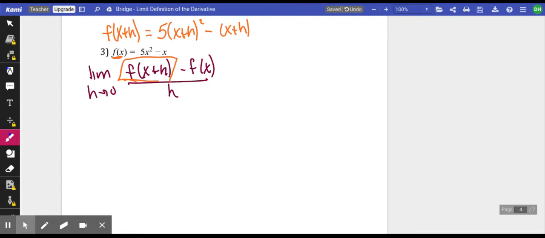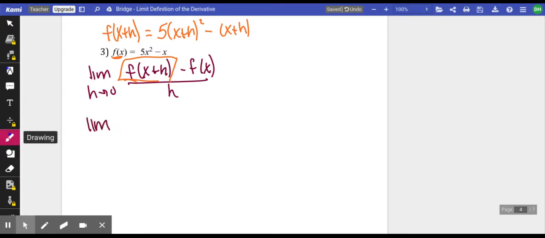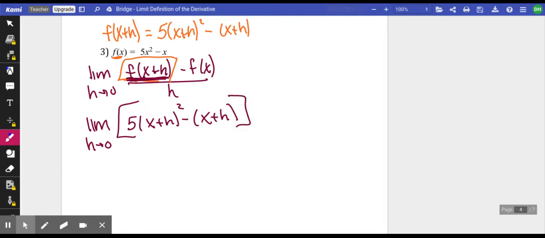All right, now that I know what f of x plus h is, look how simple. We're just going to say it's the limit as h approaches 0. I can replace all of this with what I just found. 5 times x plus h squared minus the quantity x plus h. And I'm going to wrap it in a nice big bracket to say that's that first function. Minus the second function, which is literally what f of x is.